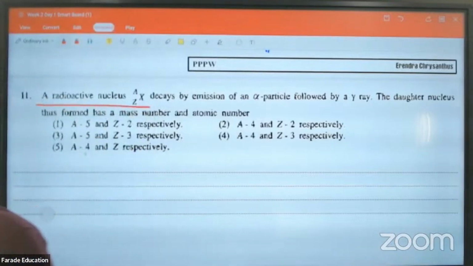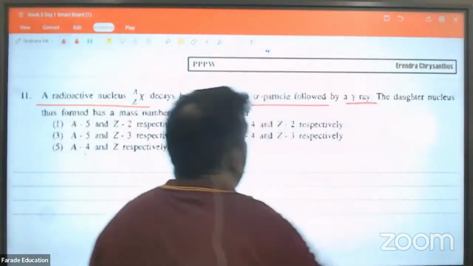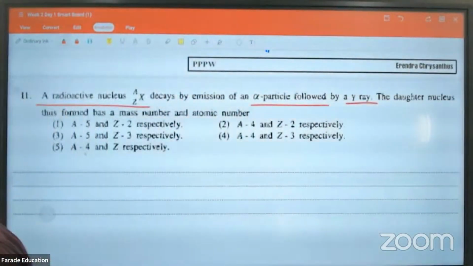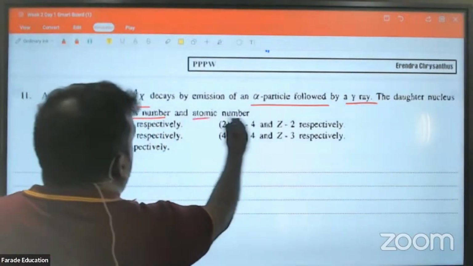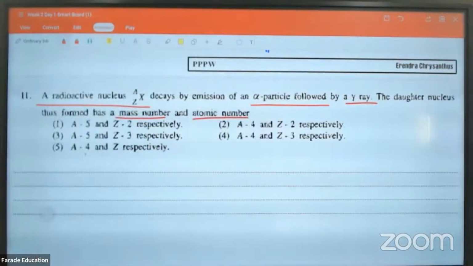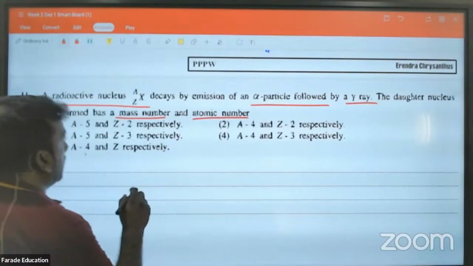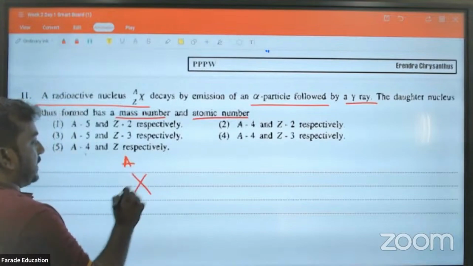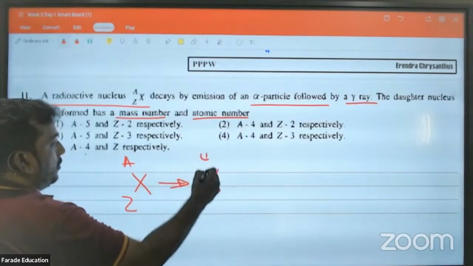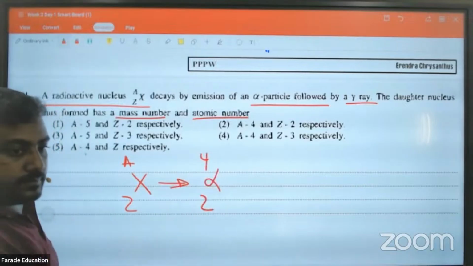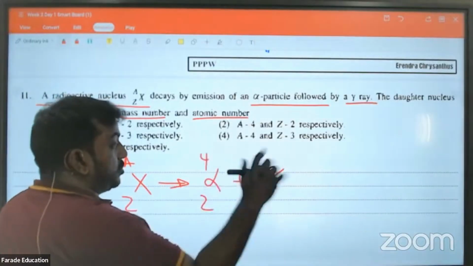A radioactive nucleus decays by emission of an alpha particle followed by a gamma particle. The daughter nucleus formed will have what mass number and atomic number? Look at both carefully. Take the nucleus as X with A and Z. The alpha particle goes out, 4 and 2. Gamma has no charge, no mass.